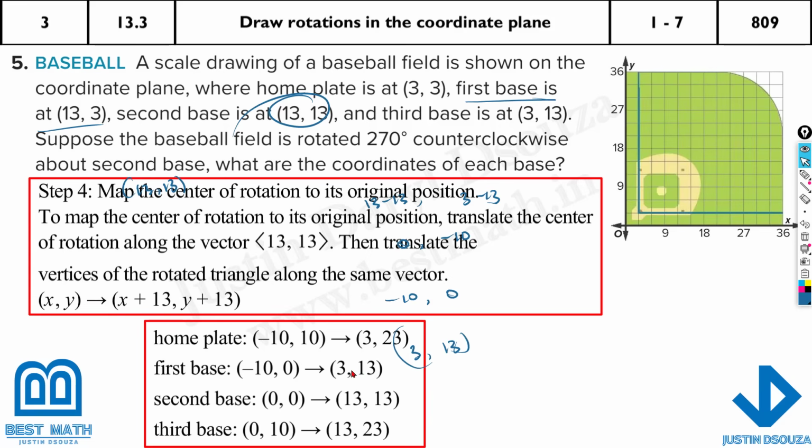And you can see it's 3, 13, that's the first base. Similarly, the second base will be same because it's rotated about itself. Now, if you're thinking why that is happening, imagine this picture, I'm rotating it. This point is rotated, this is rotated, this is rotated, but I'm rotating about this point. So that's going to be static. Everything else is moving around it. That will not change its position. So that's why that'll always be the same.